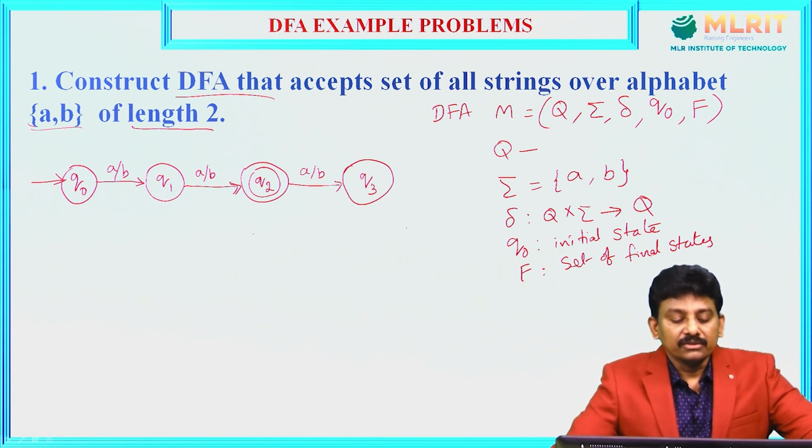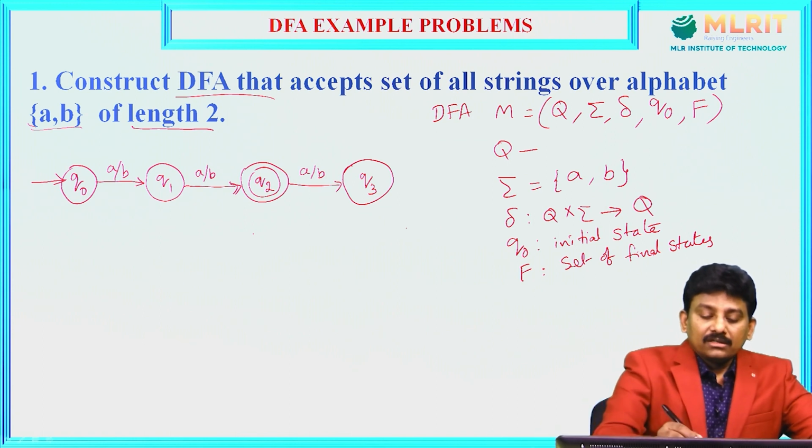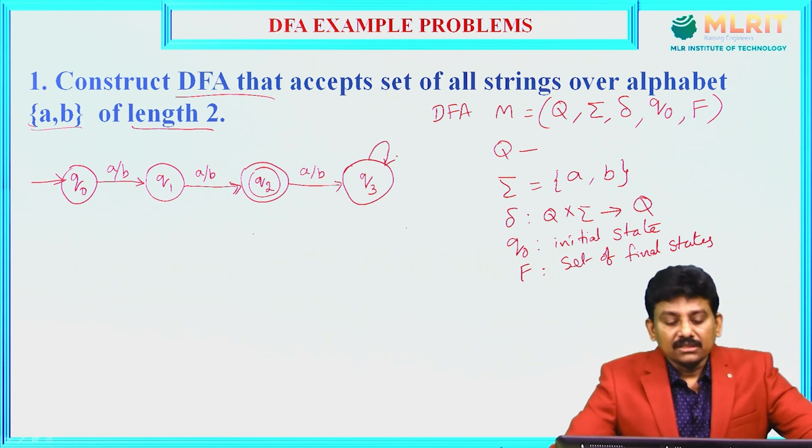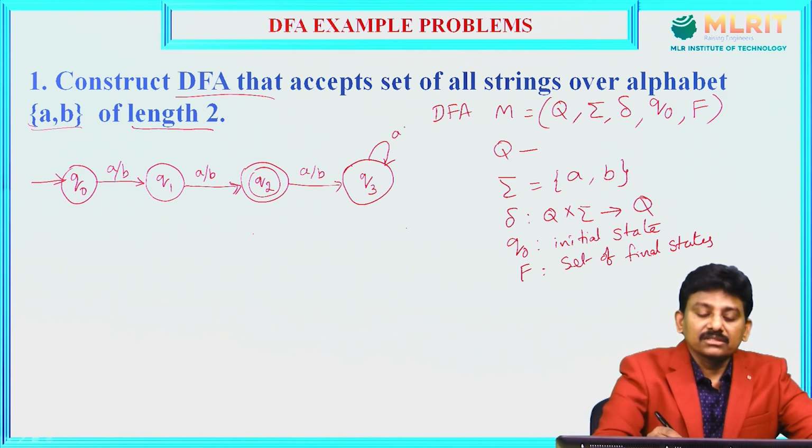After Q2, if you read one more symbol, either A or B, I can go to the next state, a non-final state, because if the string length is greater than 2, you should not stay in Q2. If the string length is exactly 2, you can stay in Q2, because Q2 is the final state. After processing the input string, if you stay in the final state, that indicates the string is accepted. You have to define the transition function for A and B for Q3 also. Once you see a third symbol, the length of the string is greater than 2. After that, you can read any number of symbols, either A or B.